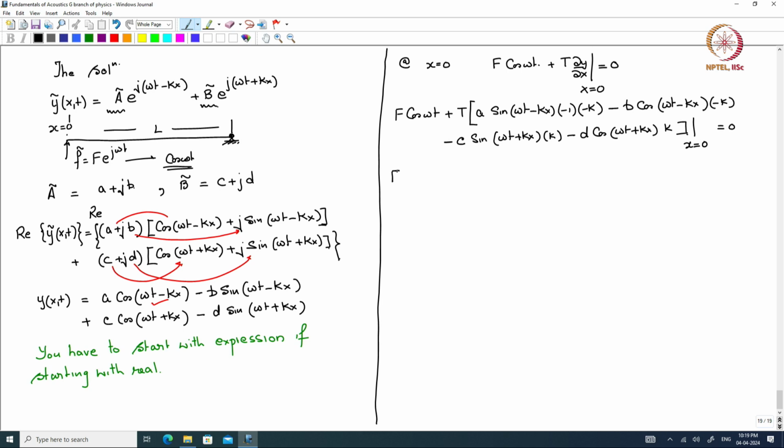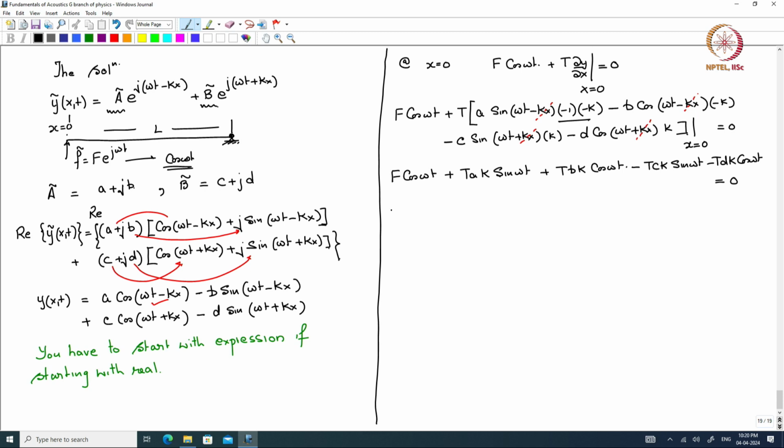We do that: f cos omega t, then x is 0 here, x is 0 here, x is 0 here. So we get plus T a k sin omega t, then plus T b k cos omega t, then minus T c k sin omega t, and then minus T d k cos omega t, that is equal to 0.